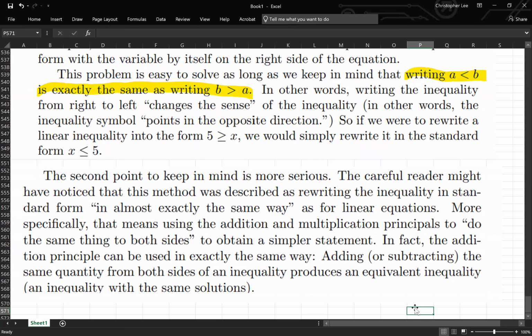The second point to keep in mind is more serious. The careful reader might have noticed that this method was described as rewriting the inequality in standard form in almost exactly the same way as a linear equation. More specifically, that means using the addition and multiplication principles to do the same thing to both sides to obtain a simpler statement. In fact, the addition principle can be used in exactly the same way: adding or subtracting the same quantity from both sides of the inequality produces an equivalent inequality, an inequality with the same solutions. All right.